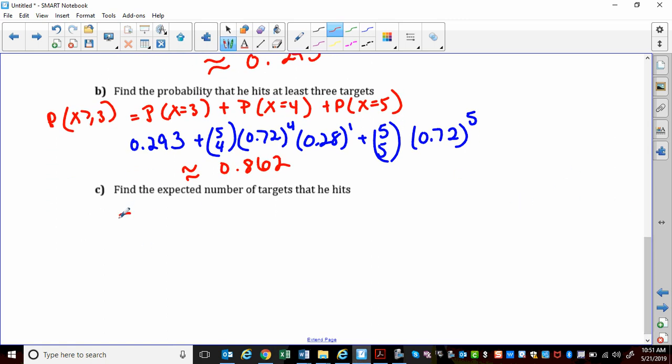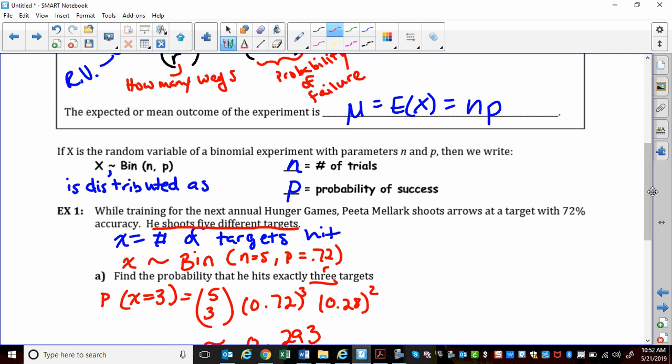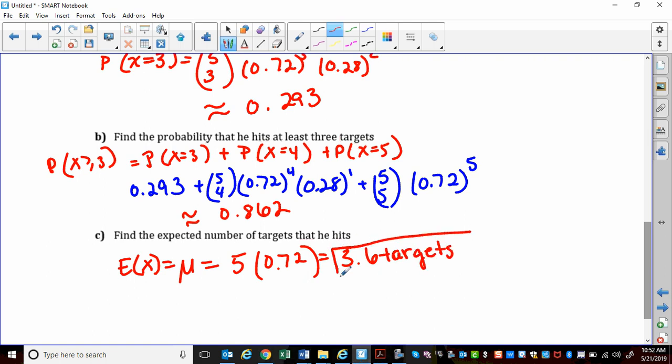Alrighty, find the expected number of targets that he hits. Okay, so my expected number, or my mean, remember my formula is n times p. So there's 5 targets, and p is the probability of success. My probability of success is, I think, 0.72, so my expected value is going to be about 3.6 targets. It's expected to hit at least 3.6.